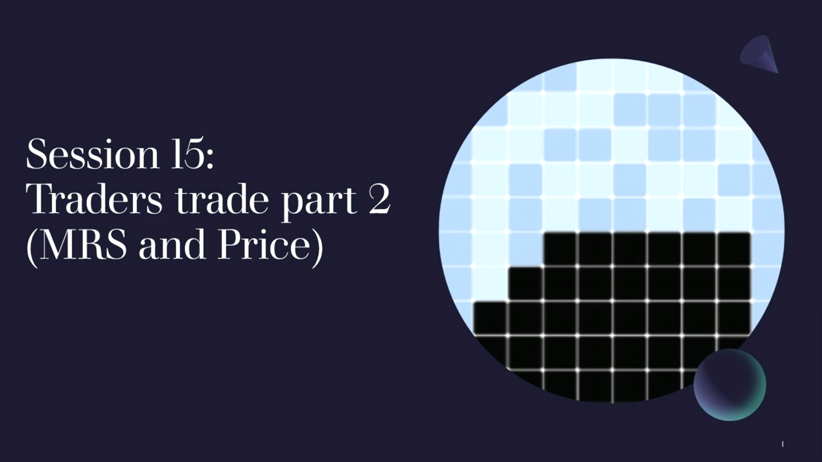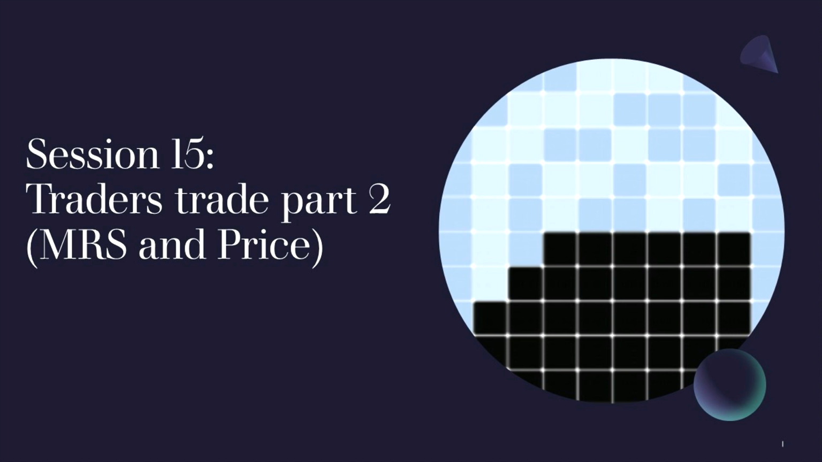15 of Complexity Explorer's MESA tutorial, Agent-Based Modeling in Python. In this session, we'll complete part 2 of our trade function in which we establish the marginal rate of substitution, or MRS, and price for our agents so that they can trade with each other.